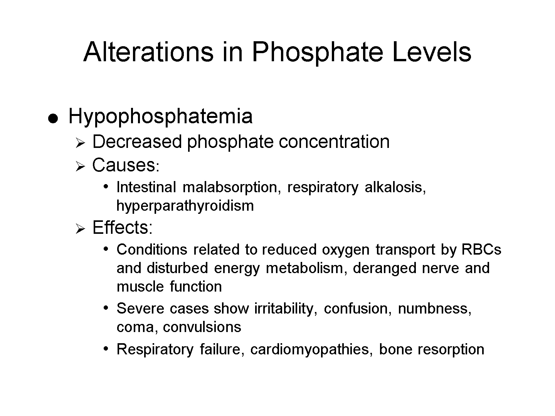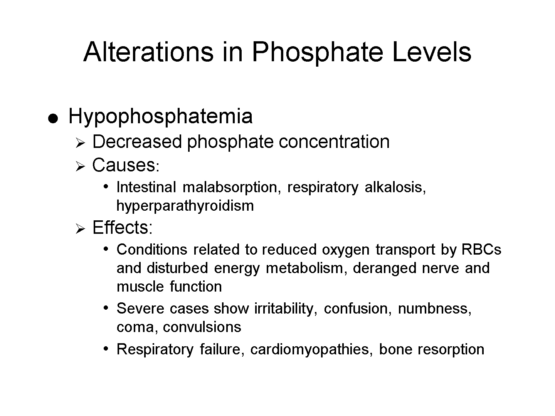Hypophosphatemia refers to a decreased concentration of phosphate in the blood. It can result from intestinal malabsorption, respiratory alkalosis, or hyperparathyroidism. The effects of hypophosphatemia are widespread, including impaired oxygen transport by red blood cells and disrupted energy metabolism, leading to deranged nerve and muscle function.